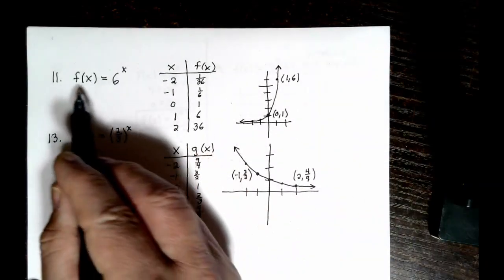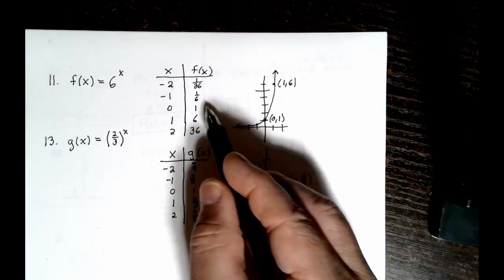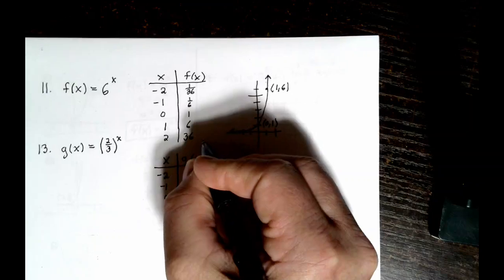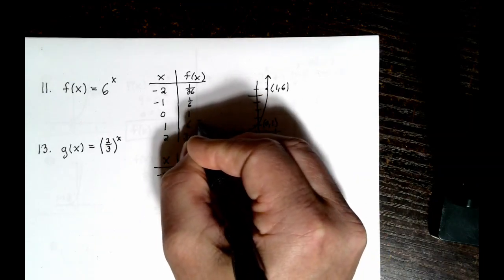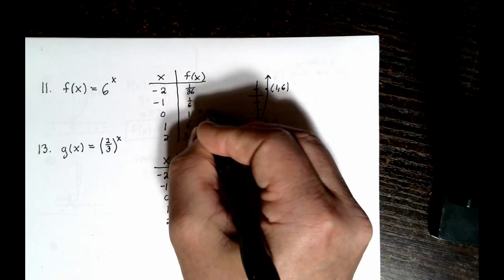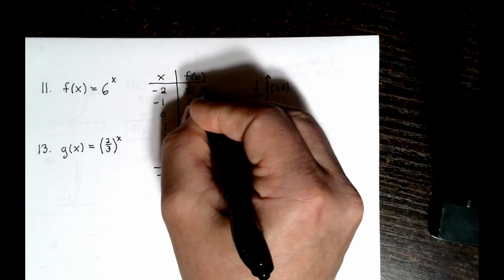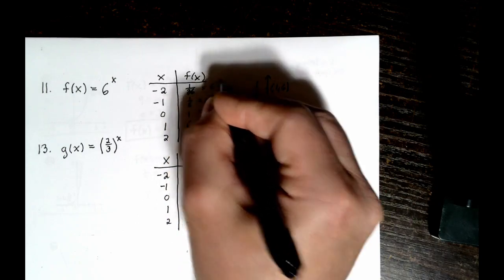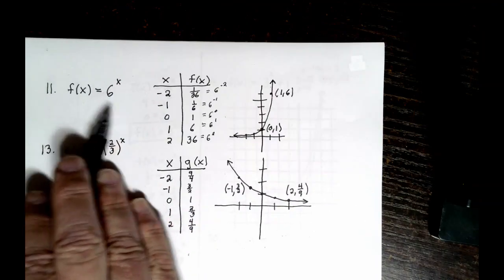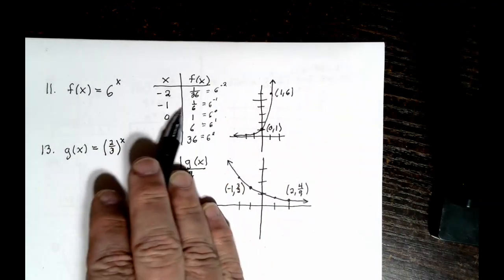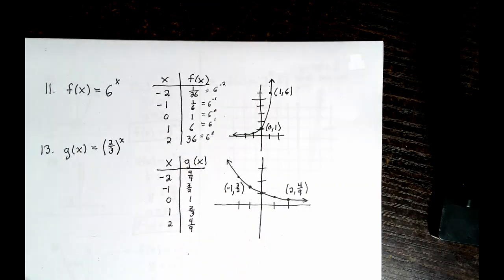Okay, number 11, they give you 6 to the x and they ask you to make a table. Now, when you pick a table, it's best to pick a table that has powers of 6. So 6 to the 2, 6 to the 1, 6 to the 0, 6 to the negative 1, 6 to the negative 2. So remember, whatever x is, you're plugging it into the exponent. So you're really asking 6 to the negative 2, 6 to the negative 1, and so on. And these are the values you get for each one.